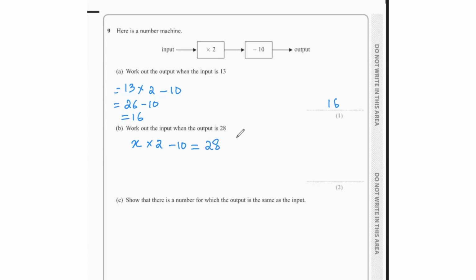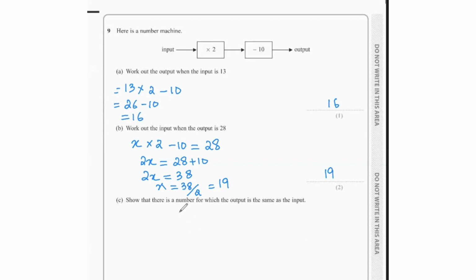So now we reverse it. So first we add 10 to 28, which gives us 38. And then we divide 38 by 2, which gives us 19. So 19 is our input.